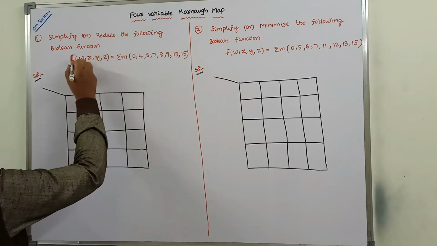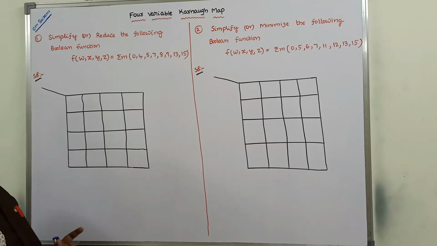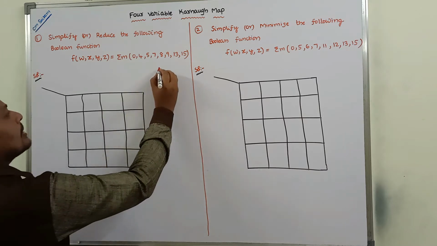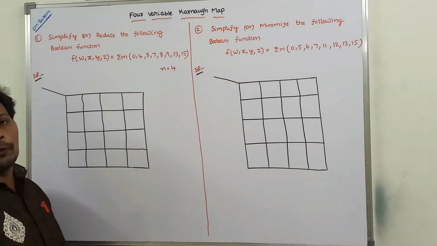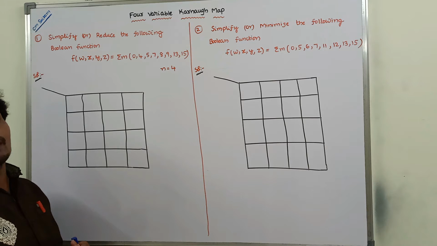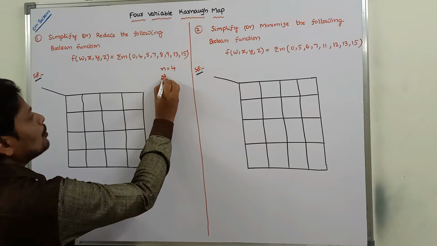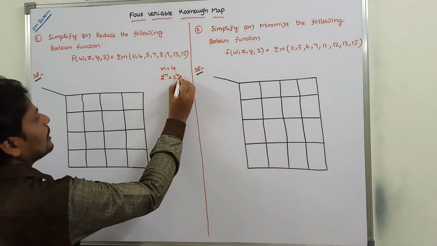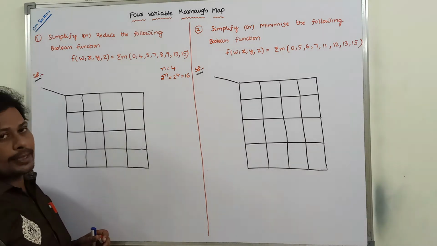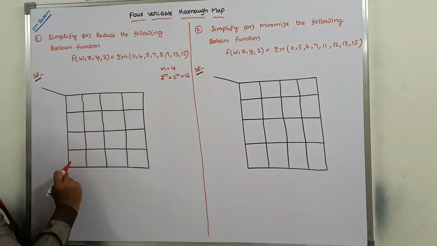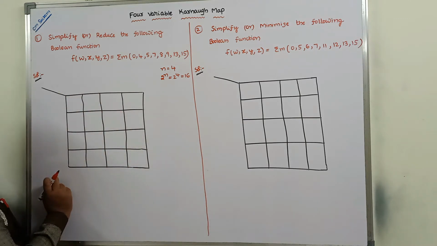The given function contains how many variables? 4 variables: w, x, y, z. So n is equal to 4. How many cells or squares are present in a 4-variable Karnaugh map? 2 power n, that is 2 power 4, which equals 16 possible cells or squares. So these are the 16 cells or squares present in a 4-variable Karnaugh map.